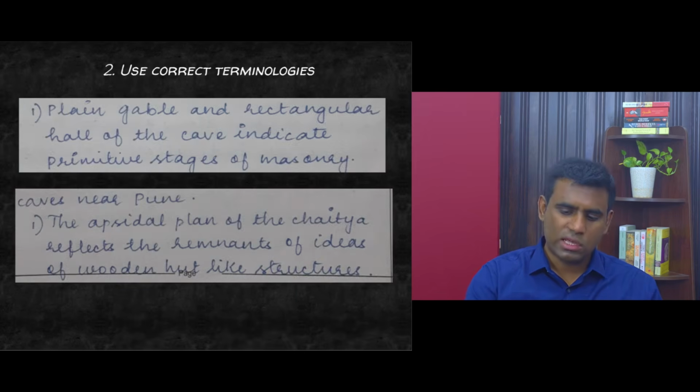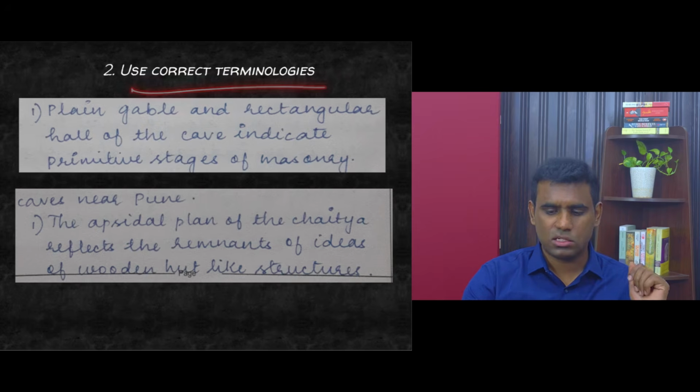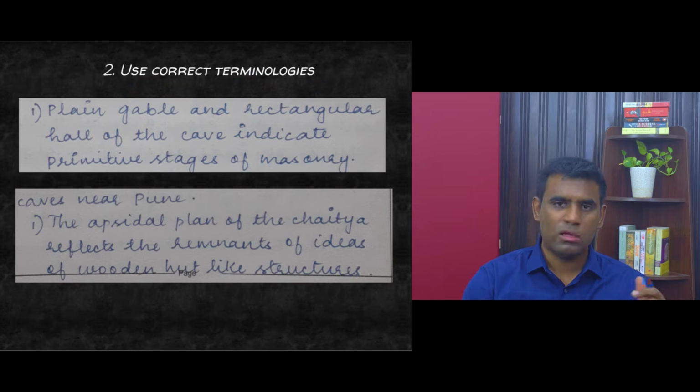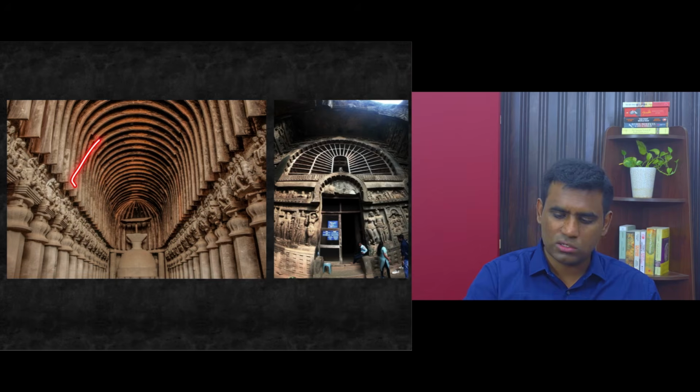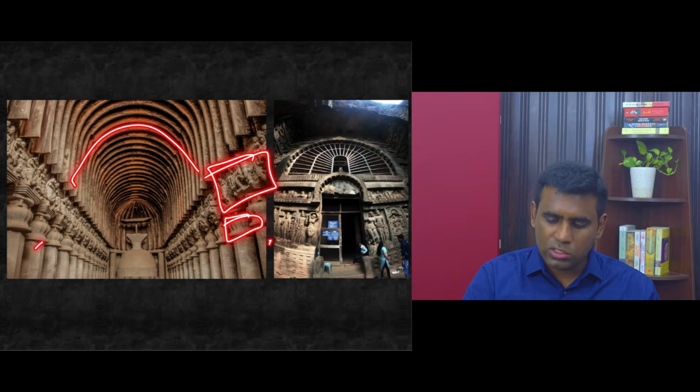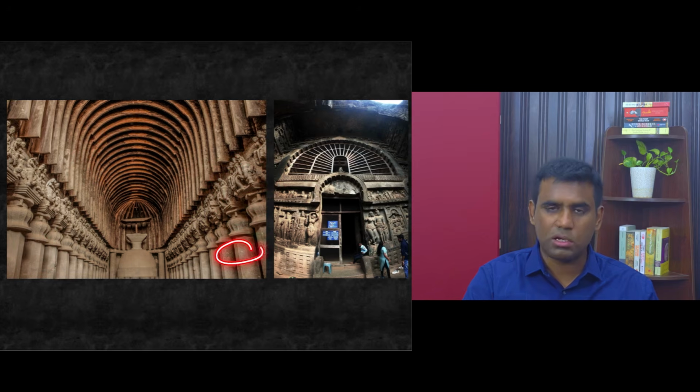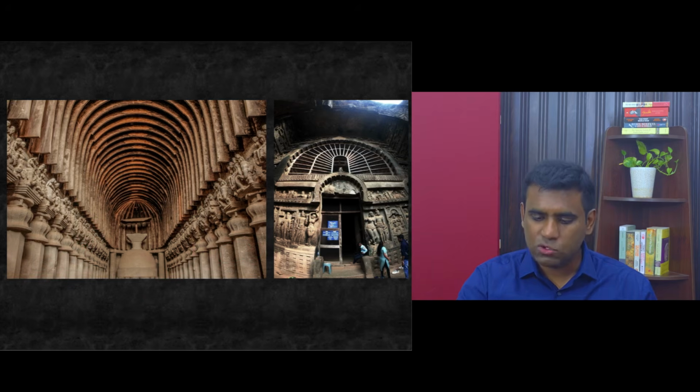The next aspect I have mentioned is that your answer should have the correct terminologies. What do I mean by terminologies? Let's say you look at this image. Can you describe any of these aspects? What is this called? What is this called? What is this called? And how will you describe this pillar? Don't call this a pillar. There is a particular shape to this pillar. And even this room has a particular shape to it. This entrance, you cannot call it simply an entrance. There is a name to this structure.